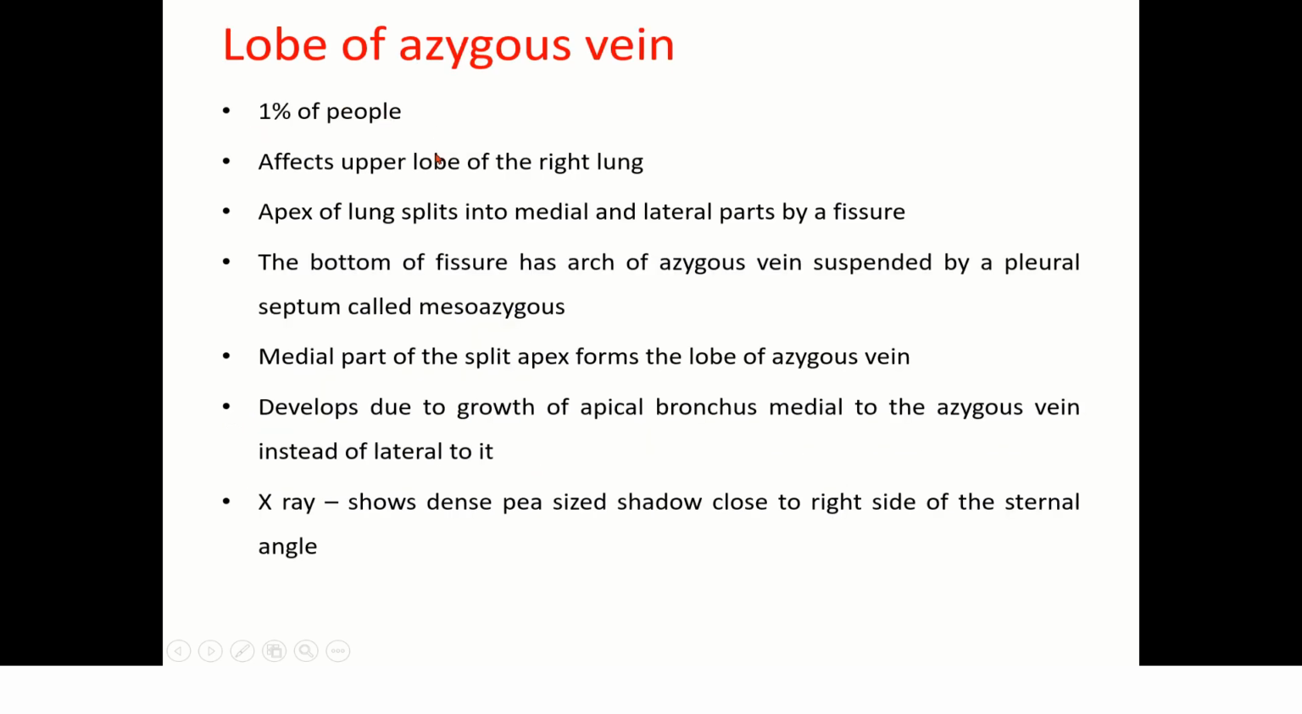It is present in 1% of people, and affects the upper lobe of the right lung. The apex of the lung splits into medial and lateral parts by a fissure. The bottom of the fissure has the arch of the azygos vein suspended by a pleural septum called the mesoazygos. The medial part of the split apex forms the lobe of the azygos vein. It develops due to growth of the apical bronchus medial to the azygos vein instead of lateral to it.